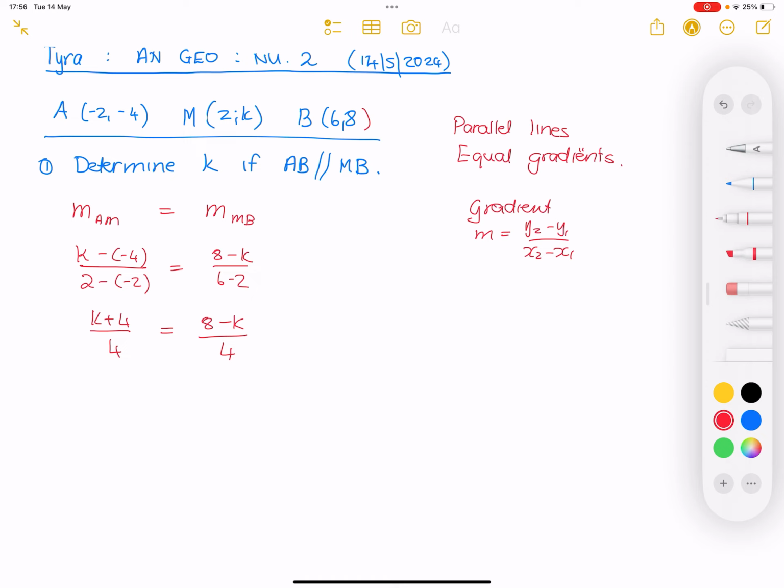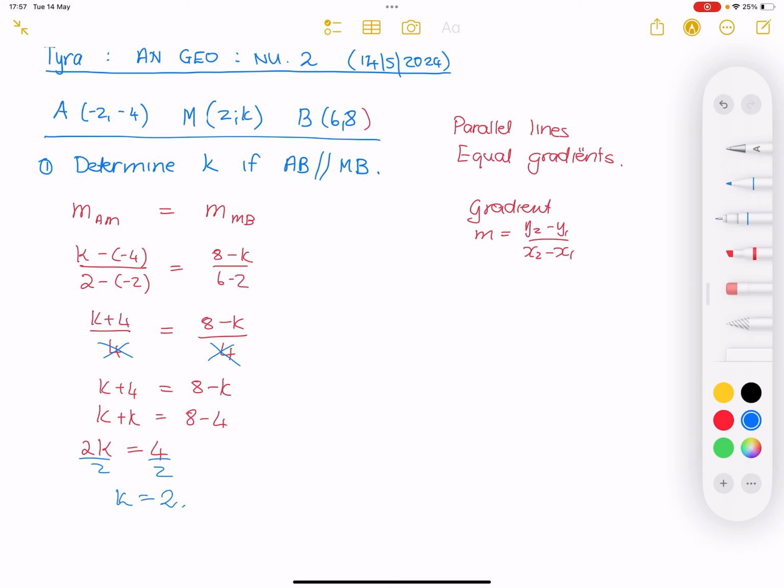Now you see they have the same denominator, so they can fall away. It doesn't give you a problem. So now you say k plus 4 is equal to 8 minus k. So k plus k is equal to 8 minus 4, and 2k is then equal to 4. Then you divide both sides by 2, and you see that k is equal to 2.